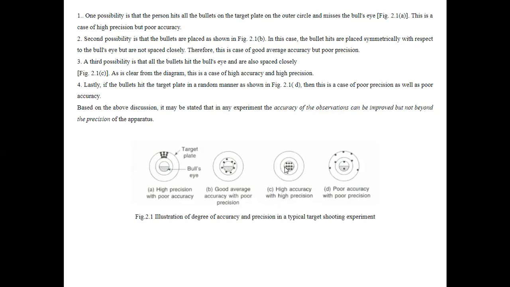Now here all the 9 bullets are shot at the bullseye. Therefore, this is high accuracy with high precision. And this last part, poor accuracy with poor precision, because all the bullets are scattered and they are not shot at the bullseye. Therefore, this is poor accuracy with poor precision.